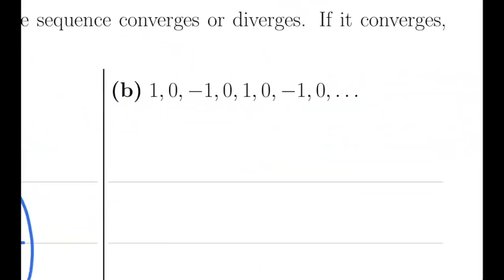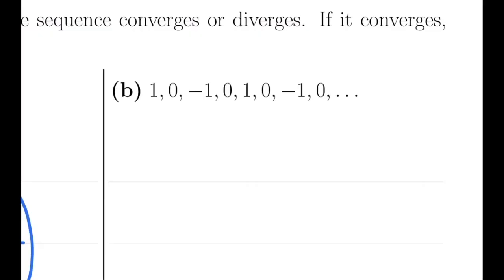Okay, part B. This time we don't have the explicit formula of this sequence. I just wrote out the first couple terms of the sequence. So 1, 0, -1, 0, and then it cycles through again. 1, 0, -1, 0, and so on. Do you think this sequence converges or diverges? Does it look like as n approaches infinity, it's going to approach a certain value? No. Exactly, it's not. It looks like it's just cycling through 1, 0, -1, 0.